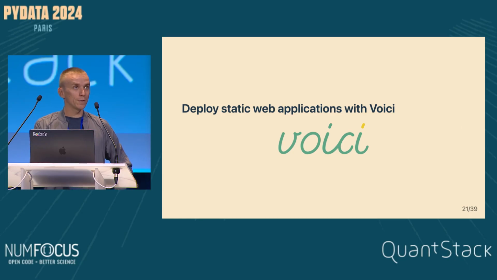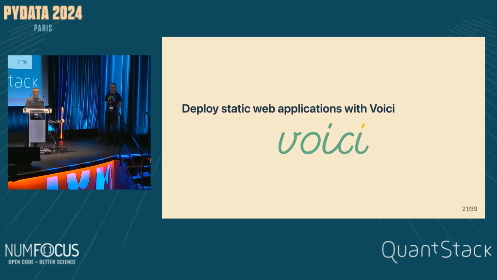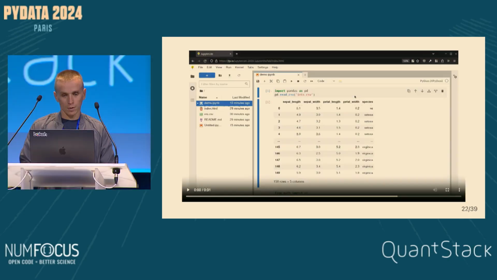So there is JupyterLite for the notebook-based UI. You might have heard about Voila to turn notebooks into web applications. And now there is also Voici, which you can turn notebooks into static web applications. So here I have a quick demo.